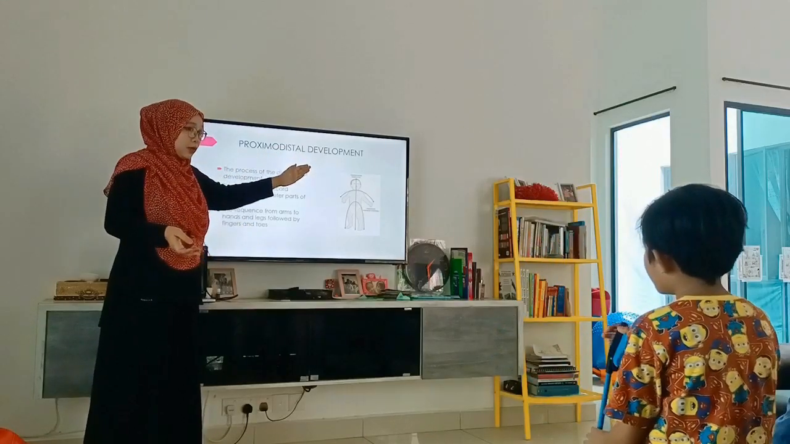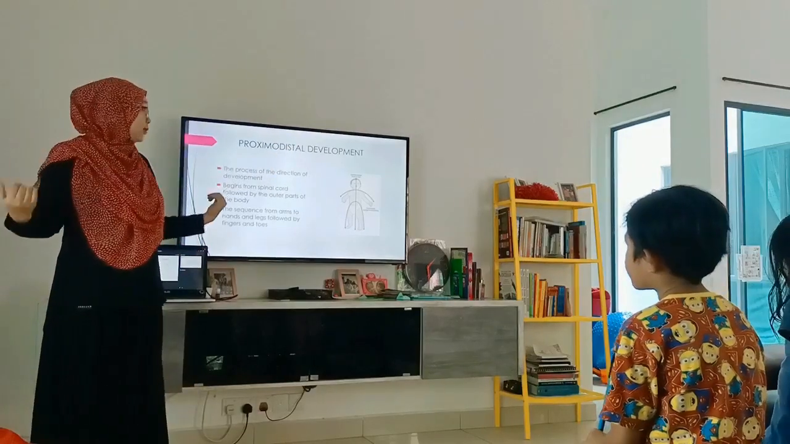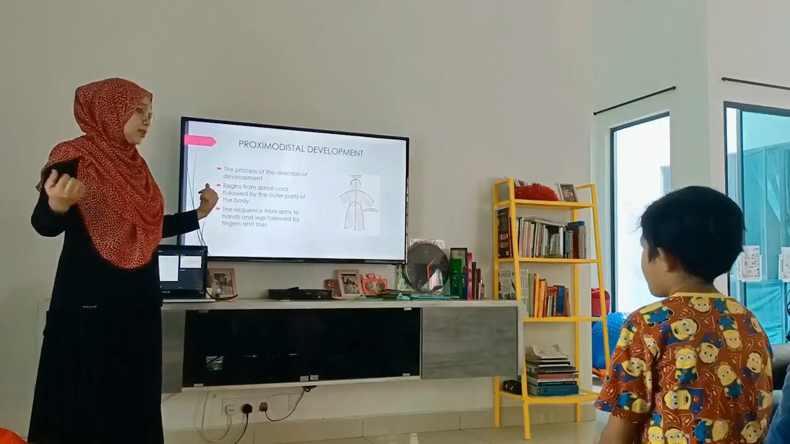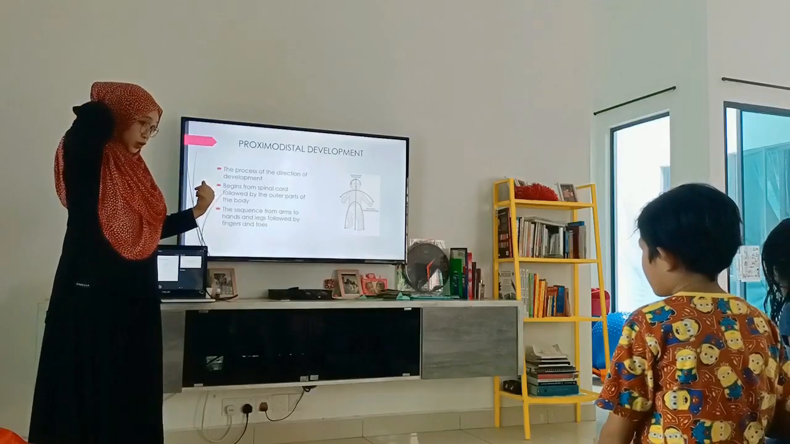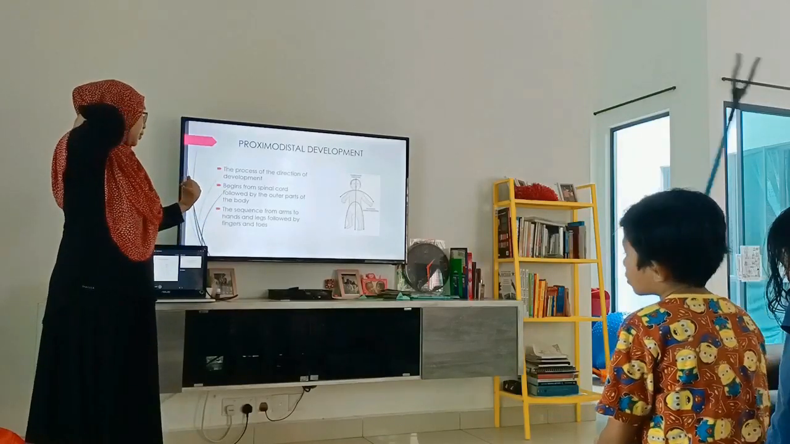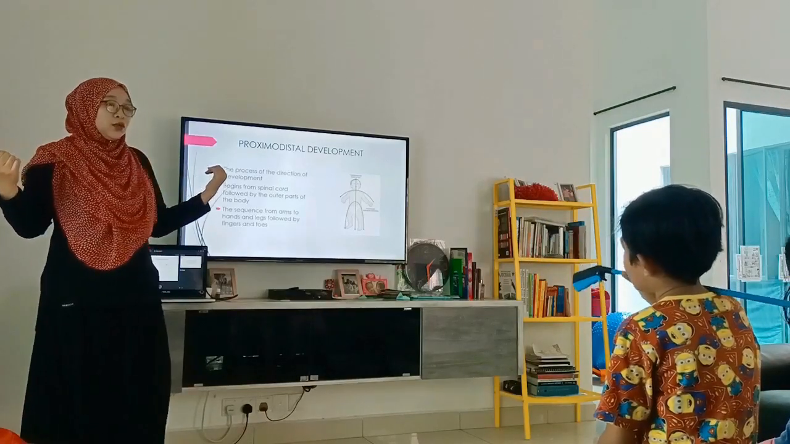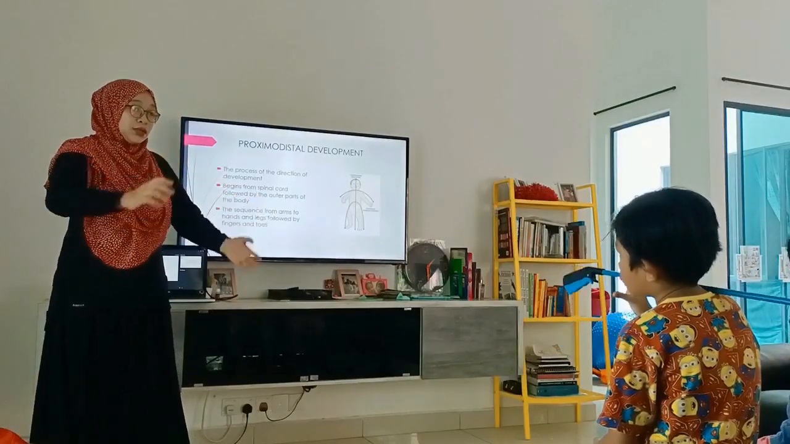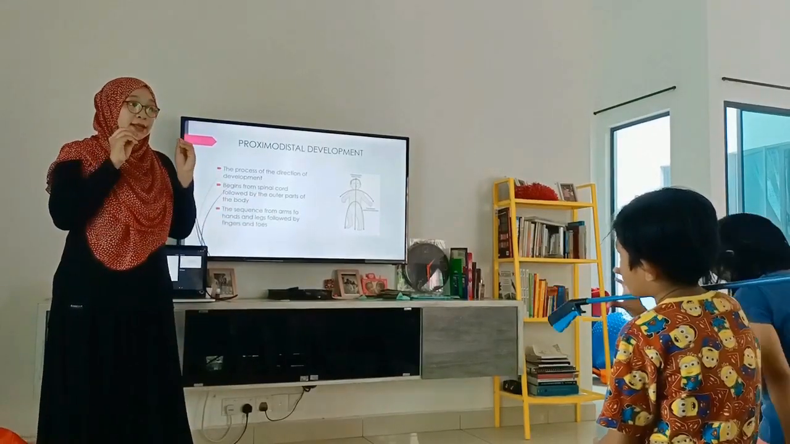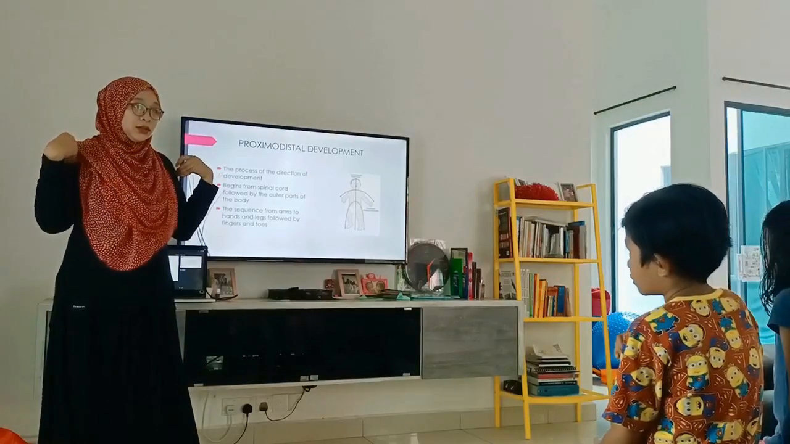Proximodistal development is the process of directional development that starts from the spinal cord, your spinal cord, then is followed by the outer part of the body. The sequence starts from the arms, hands, to the legs, to the fingers and toes. It starts from the center to the outer.